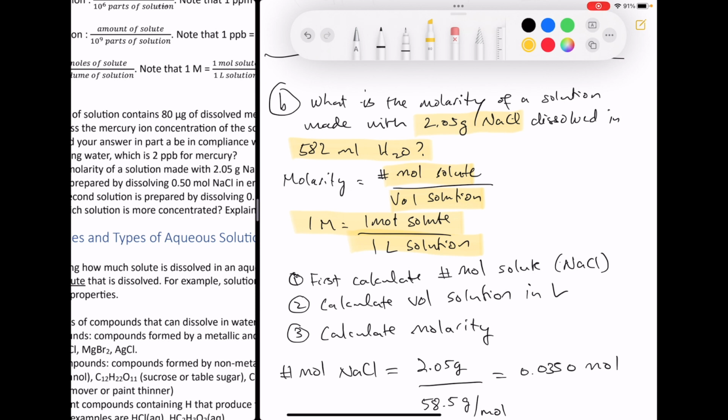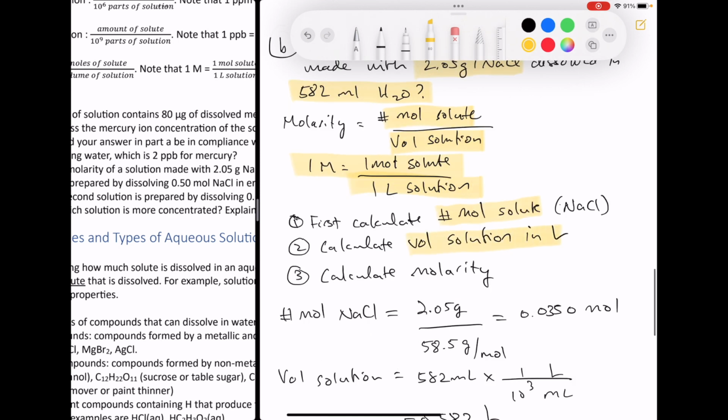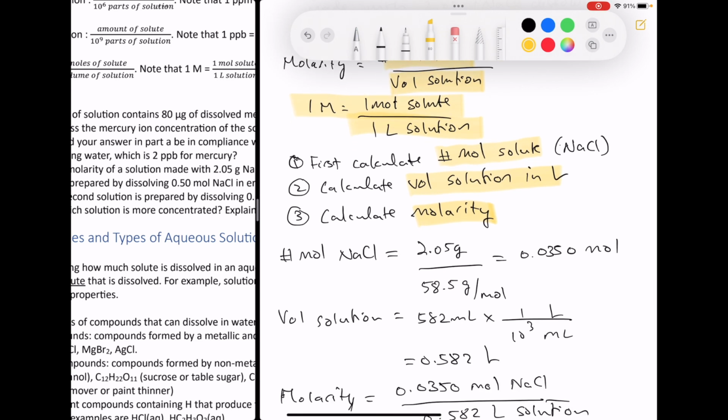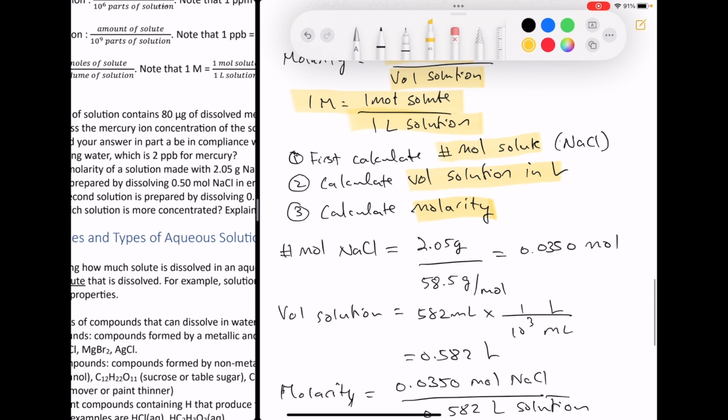So what you want to do first is just calculate the number of moles of the solute. In this case, the solute is sodium chloride. It's sodium chloride that's dissolved in water. And then you want to calculate the volume of solution in liters. And then lastly, you want to divide the two numbers to get your molarity. So the number of moles of sodium chloride is just the mass divided by the molar mass. We did this calculation in the prior chapter when we were converting from mass to moles, and you're going to get 0.0350 moles. Just to make sure people see this, the units do cancel out to give you moles.